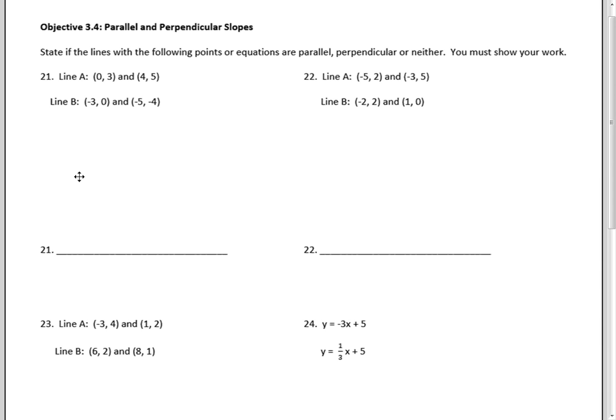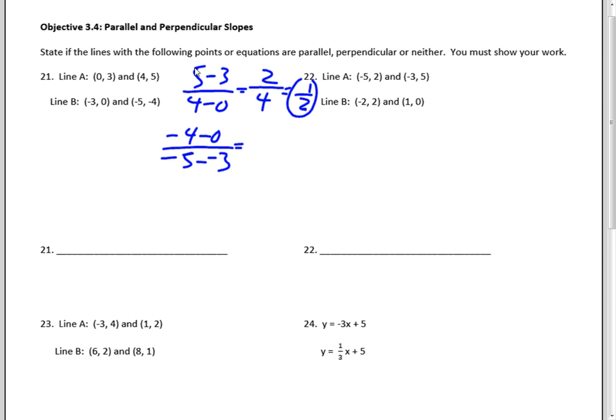Michael. Focus. If I'm doing line A, I would write 5 minus 3, 4 minus 0. I would get 2 over 4. What does that reduce to? 1/2. So the top one, I'm getting a 1/2. If I do the bottom one, negative 4 minus 0, negative 5 minus negative 3, that is equal to negative 4 over negative 2. What's a negative divided by a negative? This is equal to 2 over 1.